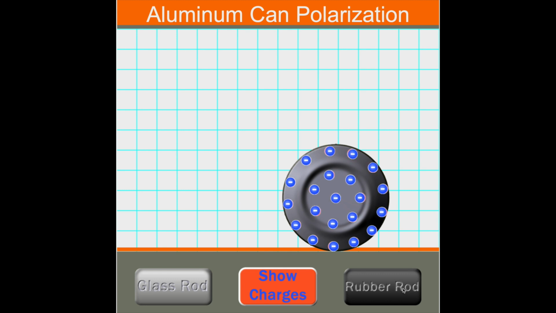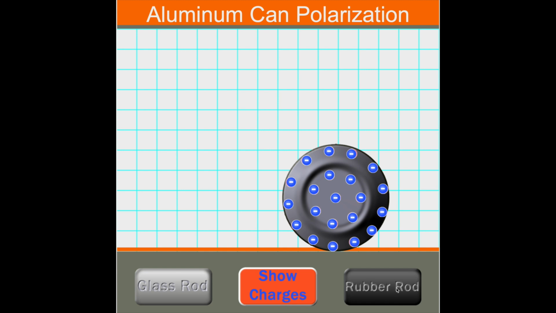And alternatively, I could bring in a rubber rod, which is going to have some negative charges on it. So think for a minute about what will happen if I add a bunch of negative charges to the top right-hand corner of the simulator here. Pause the video, figure out what that's going to look like, and then resume. Okay, I'm assuming that you've paused at this point, so let's check if you were right.